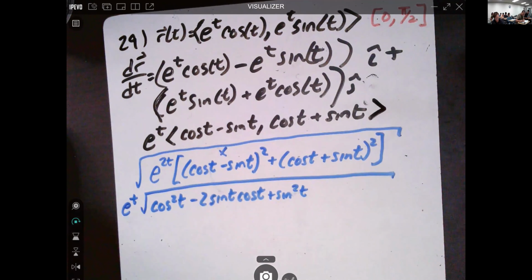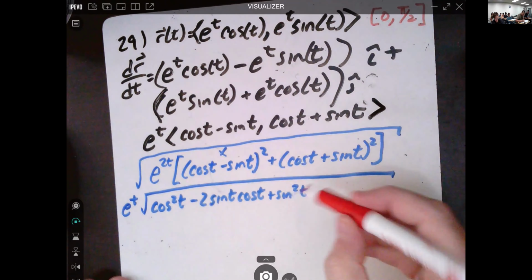Yeah, you'll get to that. The R squared, so yeah. I know stuff will cancel.